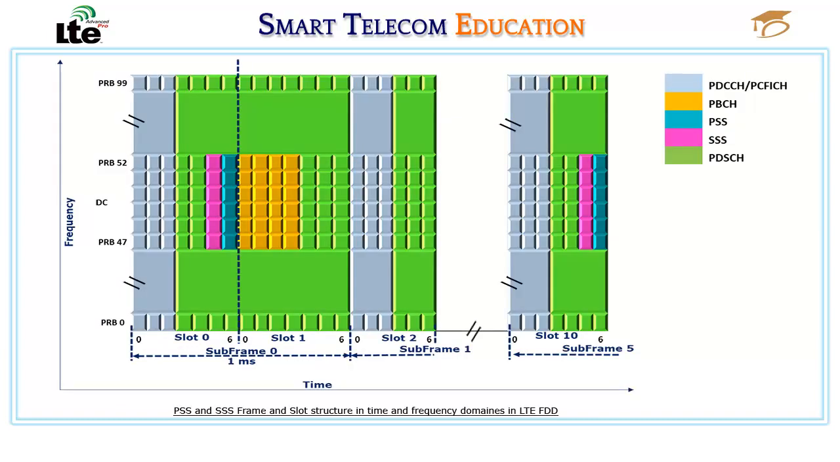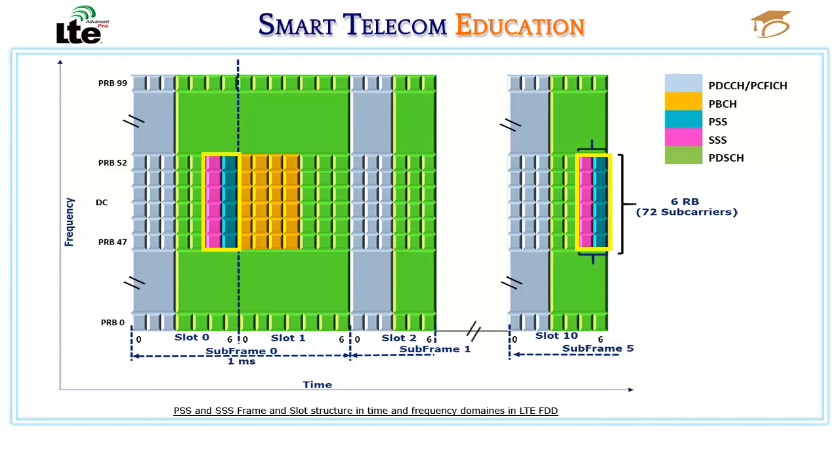In the frequency domain, the PSS and SSS are transmitted in the central 6 resource blocks, RBs, enabling the frequency mapping of the synchronization signals to be invariant with respect to the system bandwidth, which can vary from 6 to 110 RBs. This allows the UE to synchronize to the network without any prior knowledge of the allocated bandwidth.